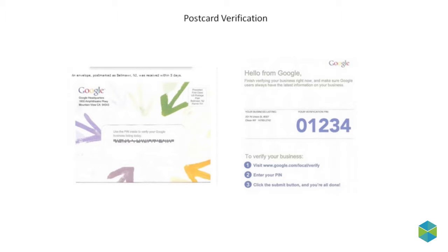I've had many of these thrown away that I've tried to get verified, and luckily Google does let you send the postcard out multiple times if somebody accidentally throws away the first one. But once you get the postcard, just enter in the PIN number that's listed on the postcard. Just log back into your account and enter in this PIN number, and you're set.